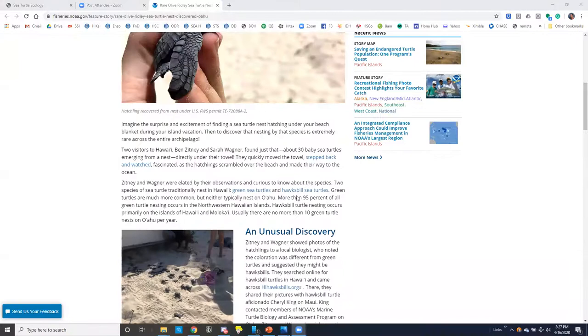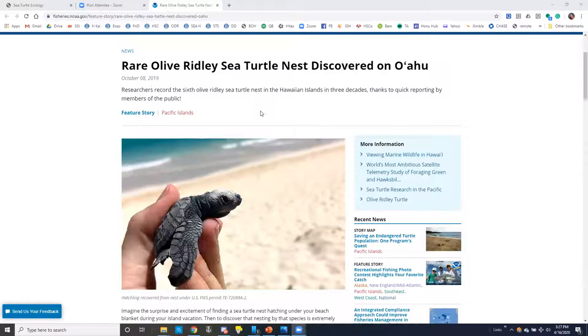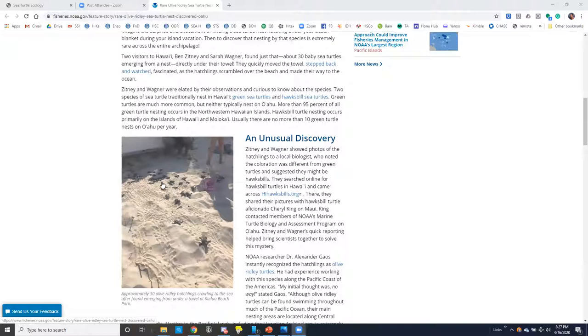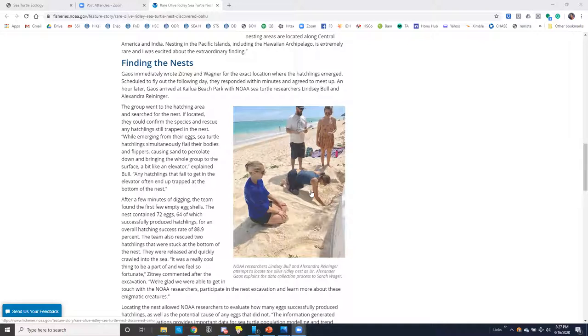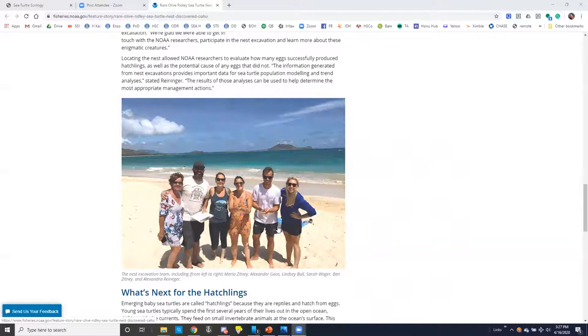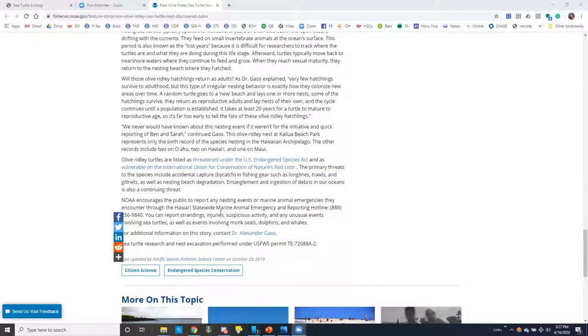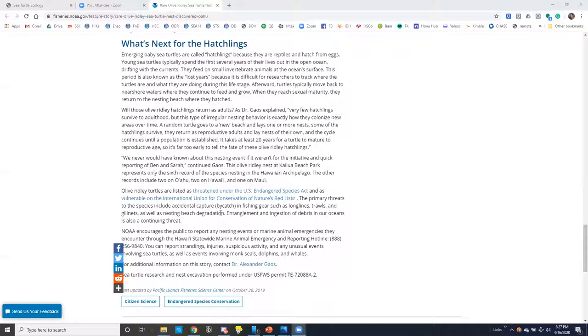Here we go. So back to this. This was a news article, right? From October of last year. And Kailua Beach is right around the corner from us. These are the scientists coming out, and they counted the eggs, and there's 72 eggs, 64 were viable, it's like a 90% success rate. I guess these are some of the researchers and the people that kind of lucked into this thing. I just thought this was a pretty exciting thing to find. So stay observant, and you can find some really cool stuff.